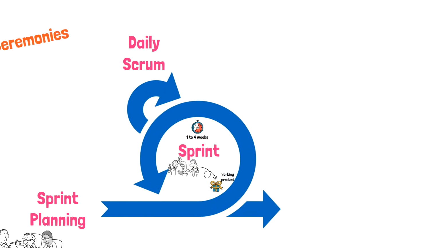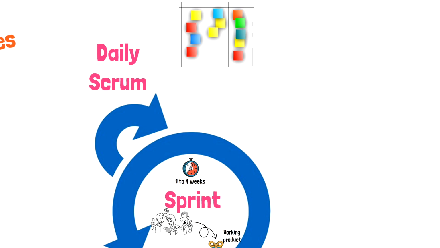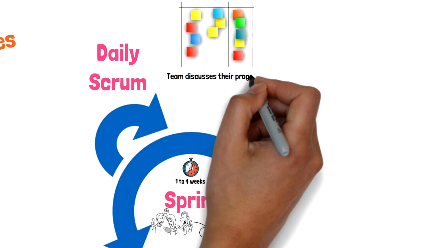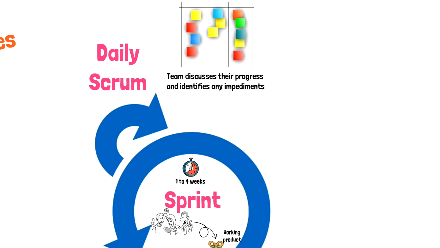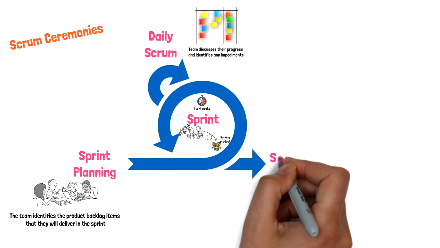Daily Scrum. The Daily Scrum is a short daily meeting where the development team discusses their progress and identifies any impediments. The Daily Scrum is held to keep the team focused on the sprint goal and to identify any roadblocks that could prevent them from achieving their goals.